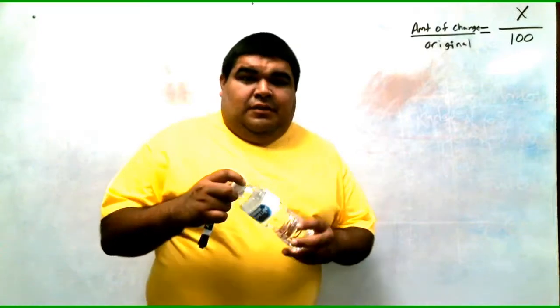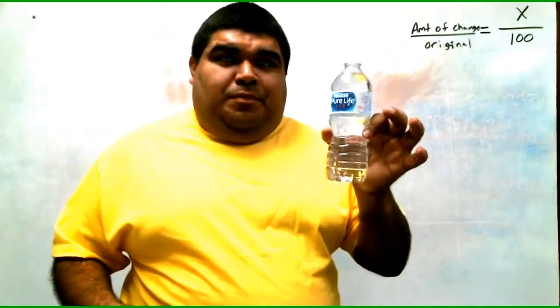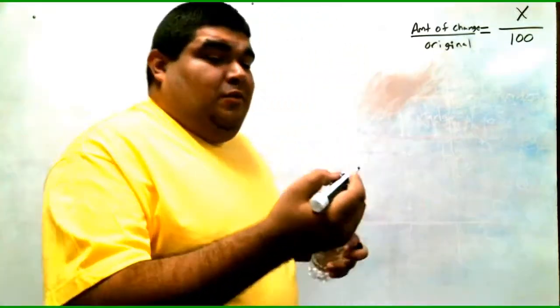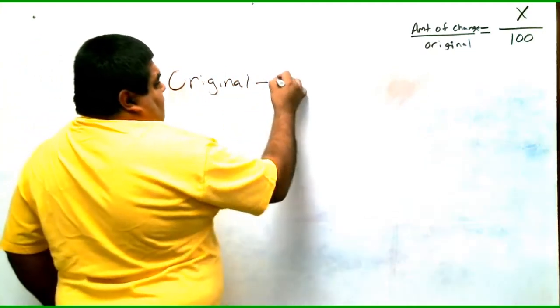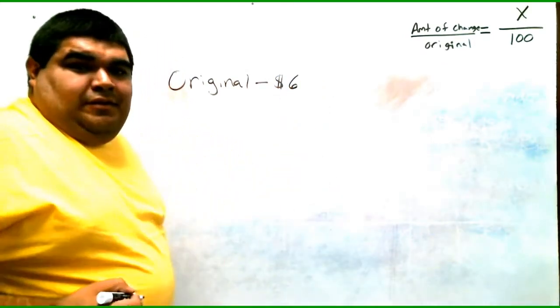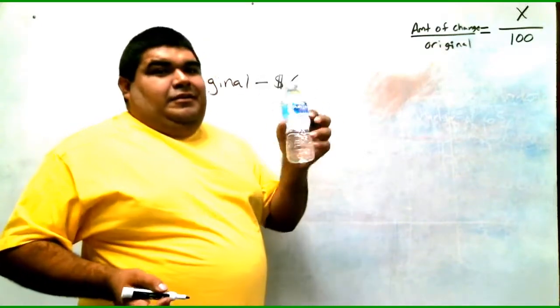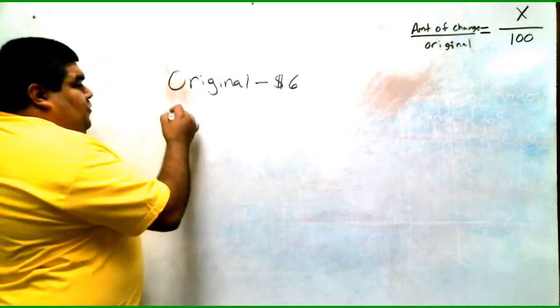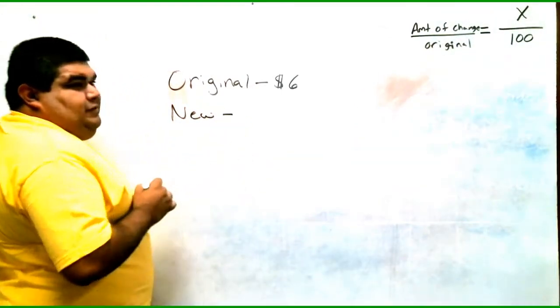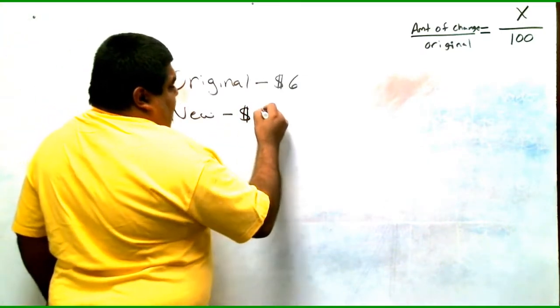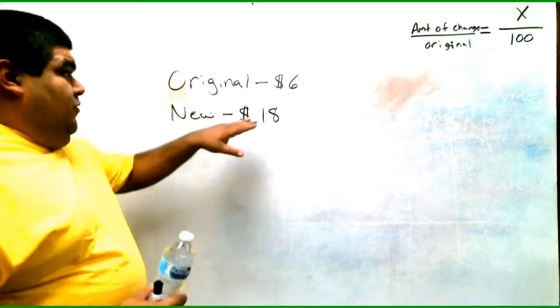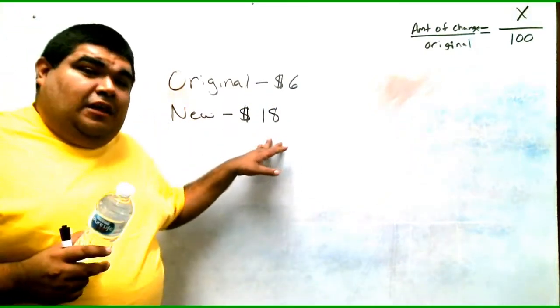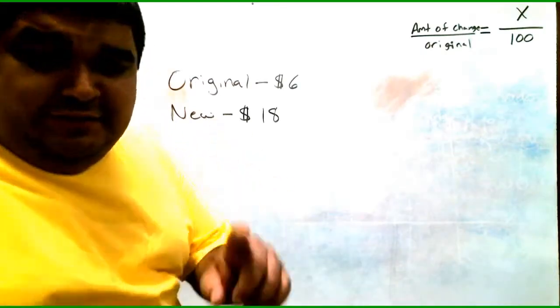All right, guys. For your first assignment, we're buying this water bottle. So the original price of this water bottle was $6. Okay, so it was $6. Very expensive. I guess it's very pure water. So, anyways, the new amount is $18. It's very precious water. Okay, so the original is $6. The new price is $18. So remember, set it up. That's your first assignment.